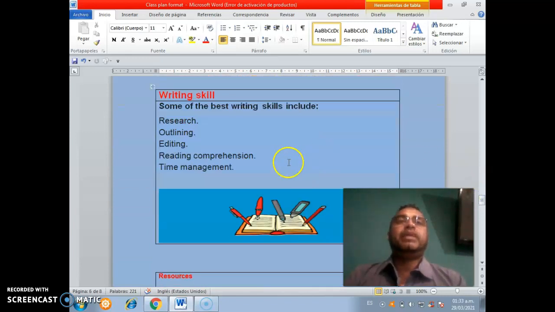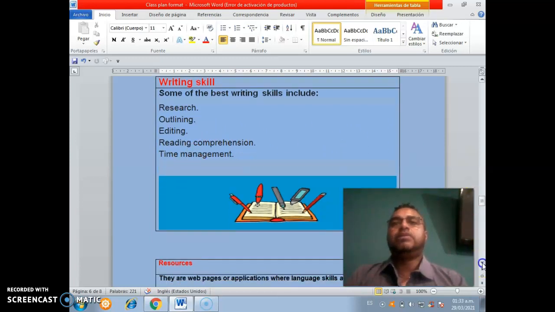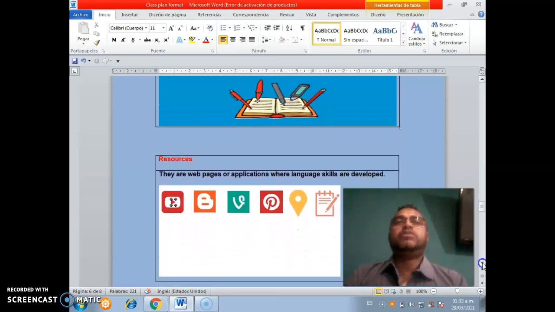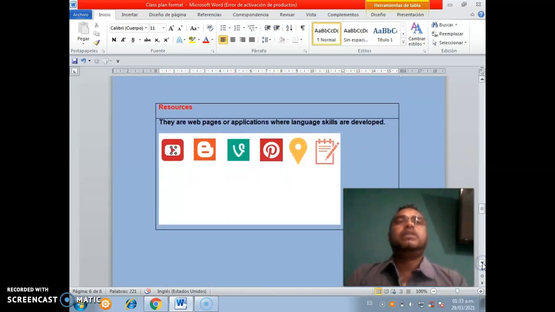The next element is writing skill. Some of the best writing skills include research, outlining, editing, reading comprehension, time management. The resources. They are web pages or applications where language skills are developed. Look at the picture, please.